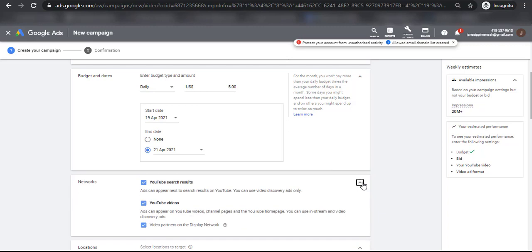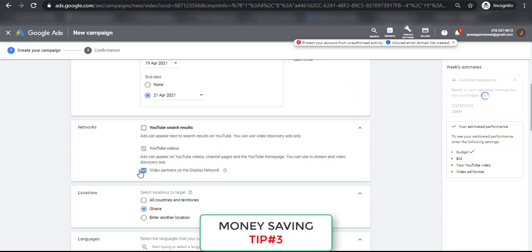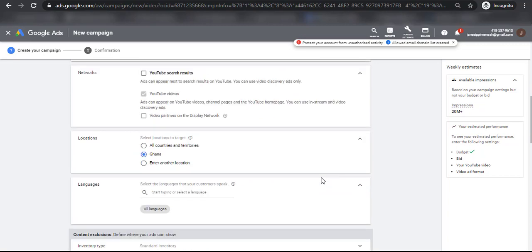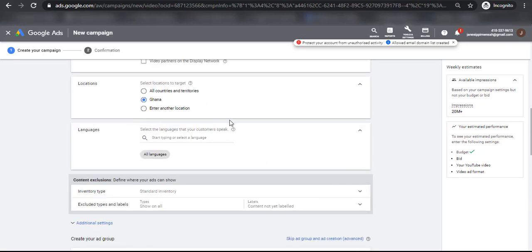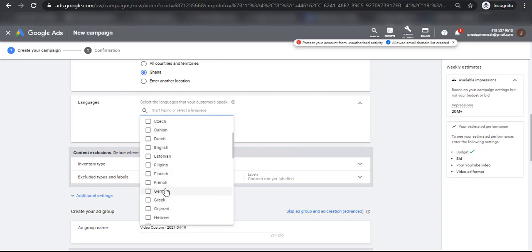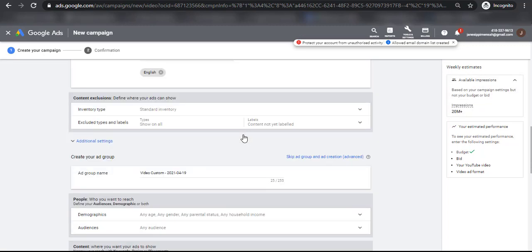All right, so next is the networks. When you want to start something, make sure you start with only YouTube videos. That's also a money saving tip. Sometimes on your Google Ads dashboard, Google will recommend that you check video partners, display network or search results. Trust me, stick with this. Next is your location, of course, a money saving tip. Make sure you stick to the language that your ad is in. This is very, very important. This is not a money saving tip, but it is something you should know.